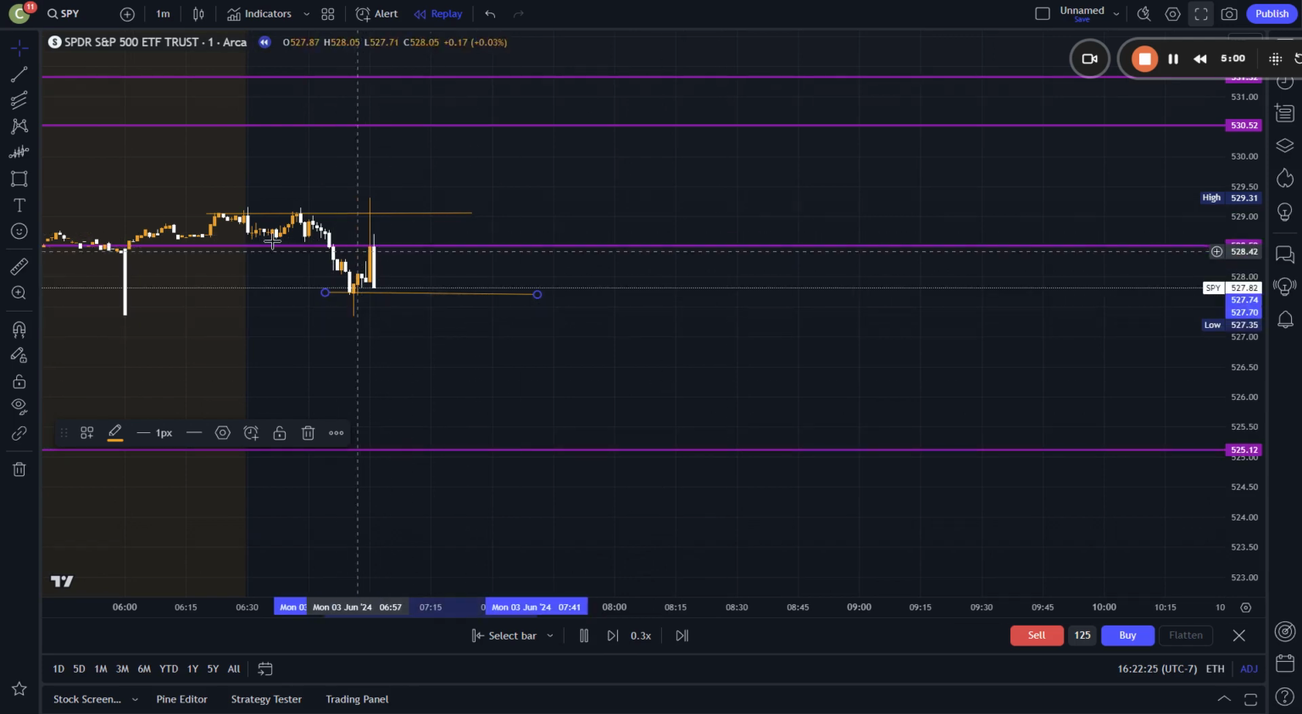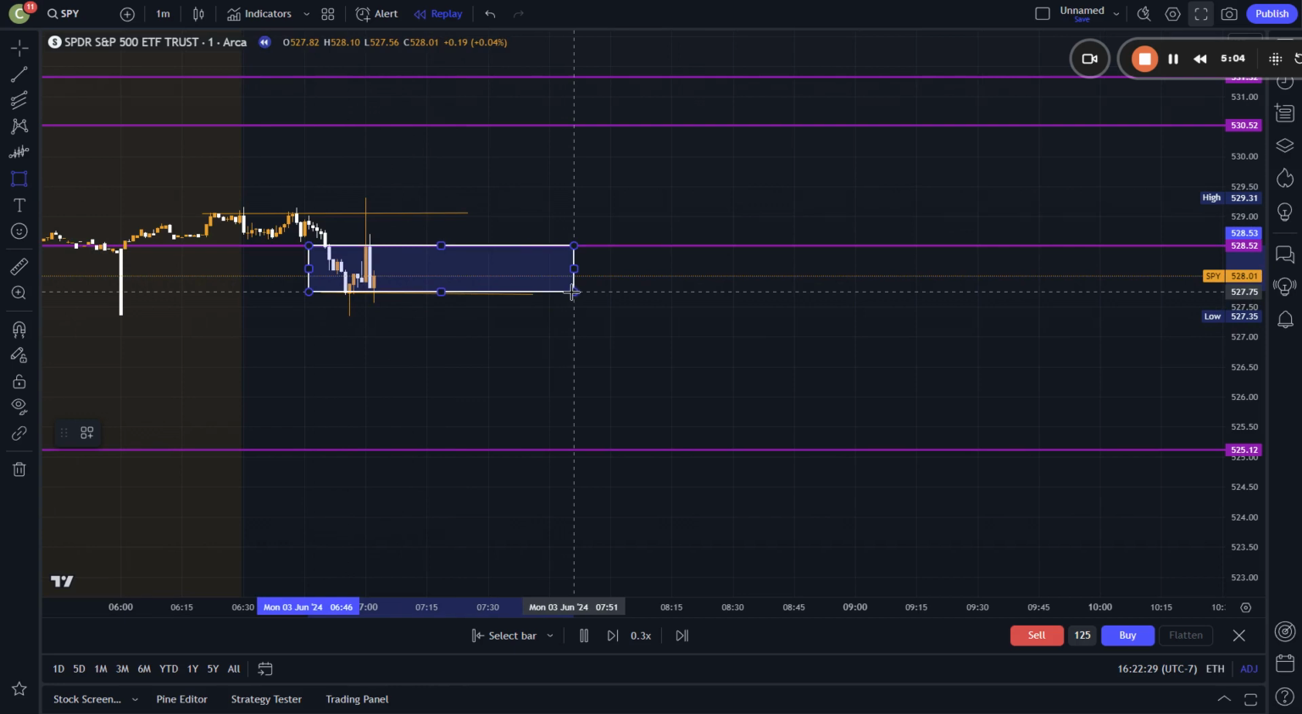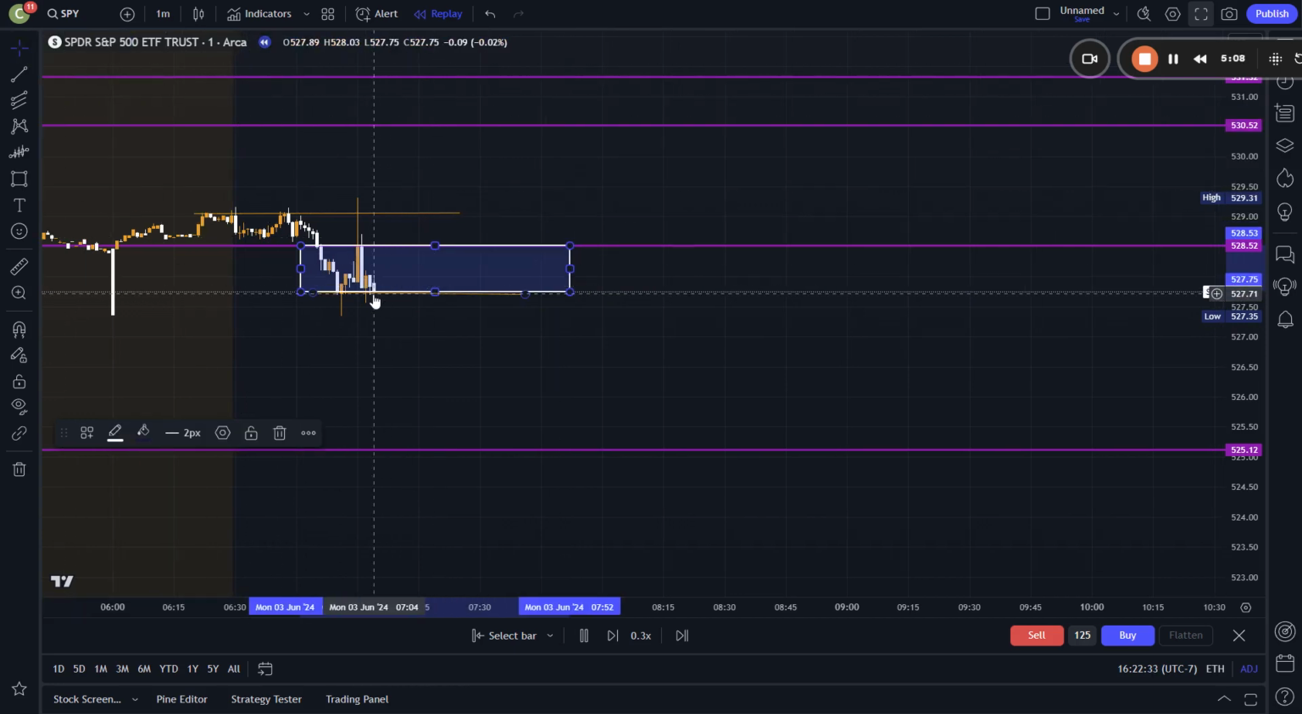Yeah, so it's consolidating right over here between this higher time frame level and this order block it created. It makes a decision around this area depending on if it goes to the support or the resistance.